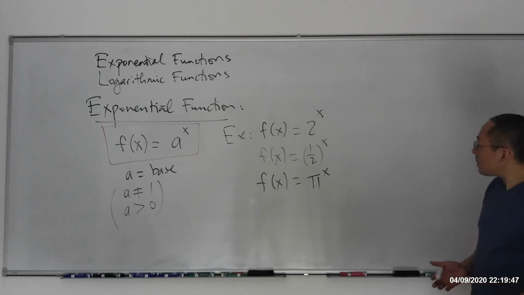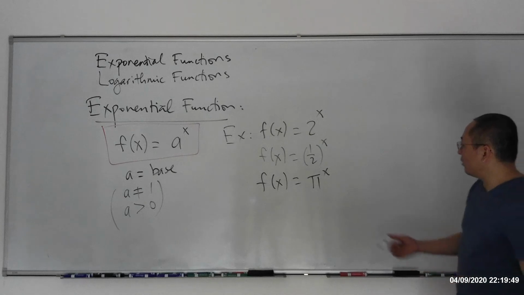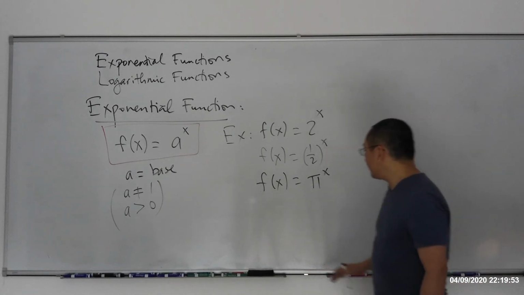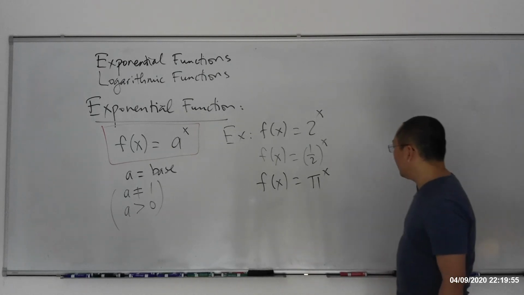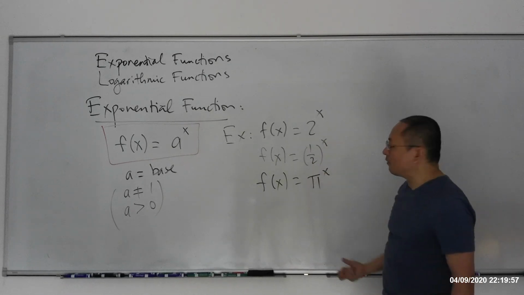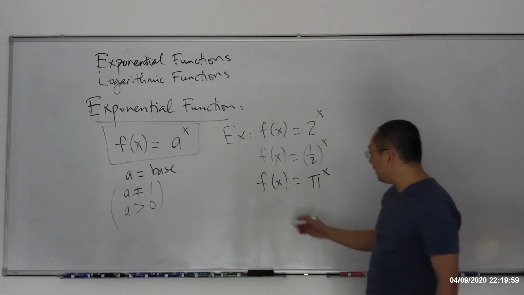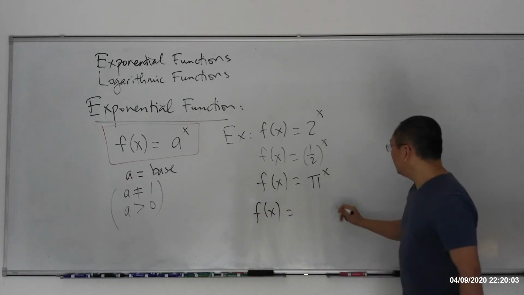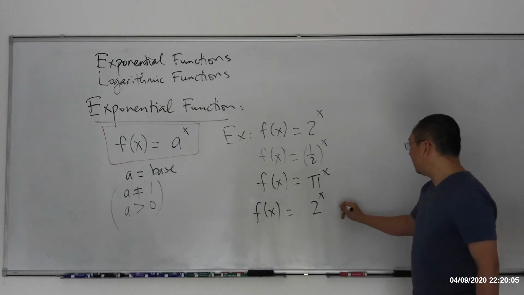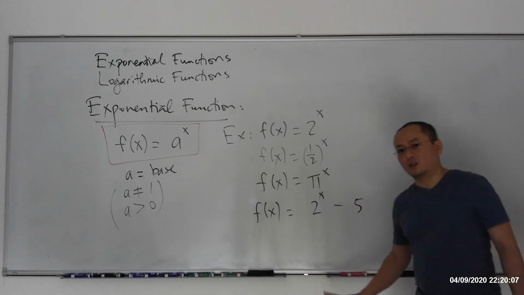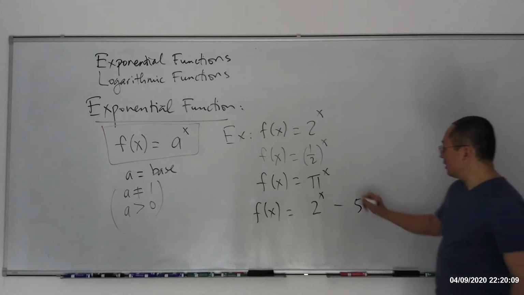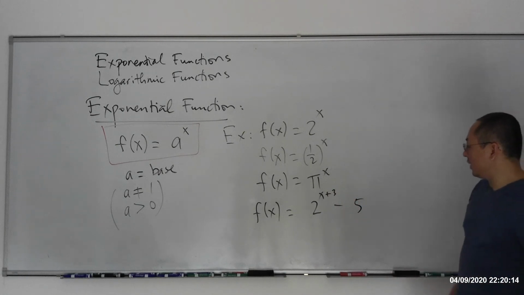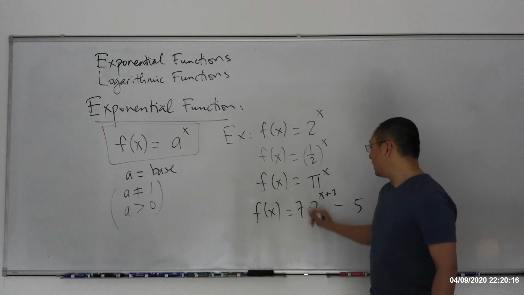So that should be good. And then we can extend the concept a little bit more. If we have some knowledge about transformations, we can even shift the graph up, down, left, right. We can have something like this: f of x equals 2 to the x, and then minus 5 right here. The graph will be shifted down 5 units. Plus 3 right here? It moves to the left 3 units. You can even multiply by 7 right there.